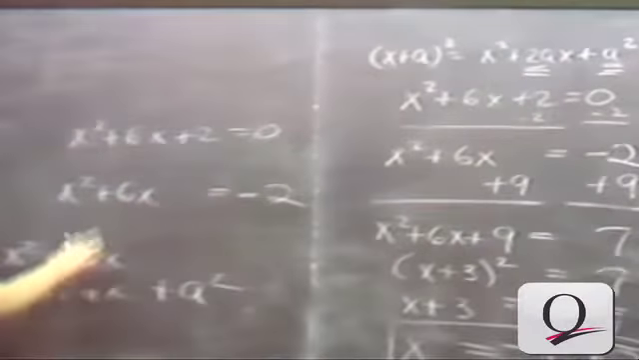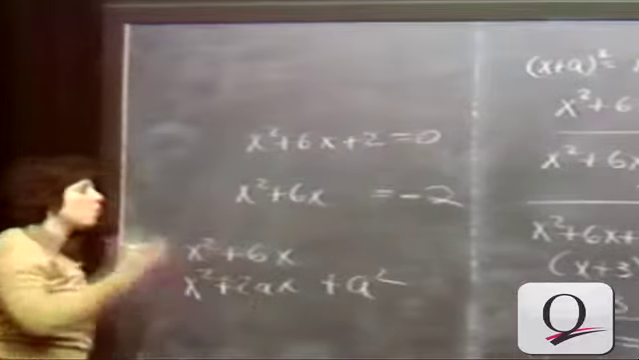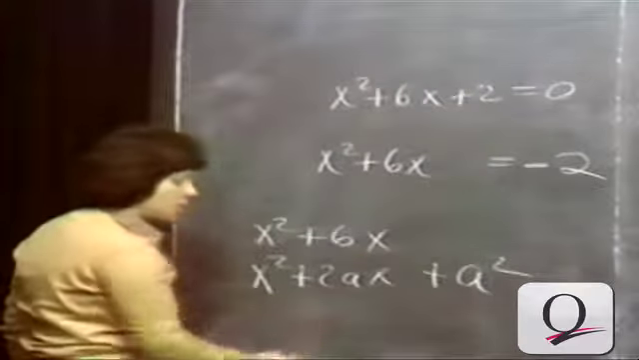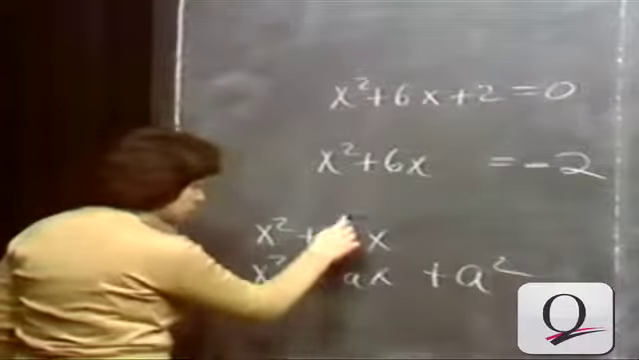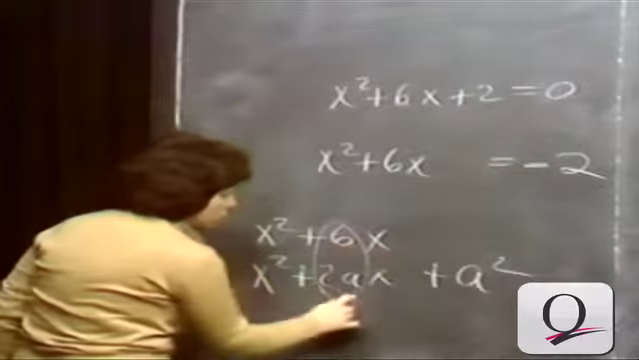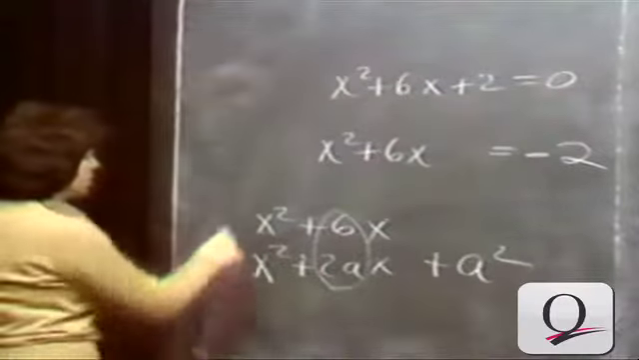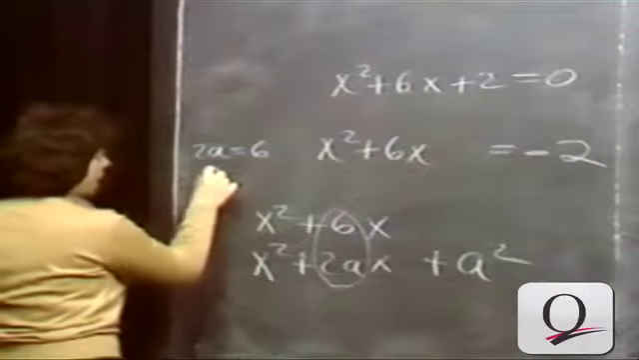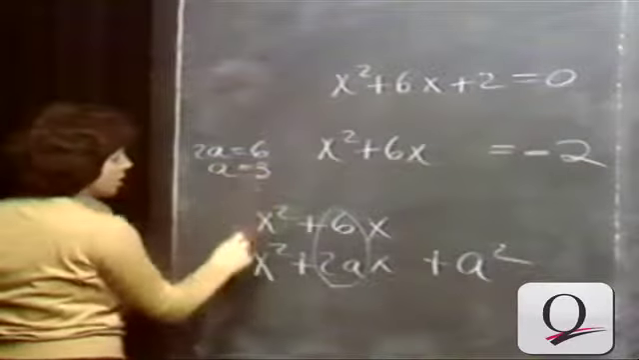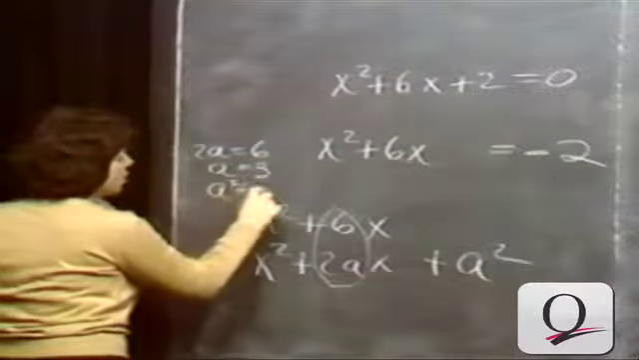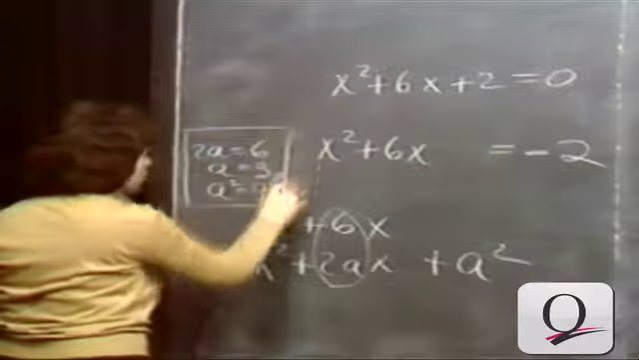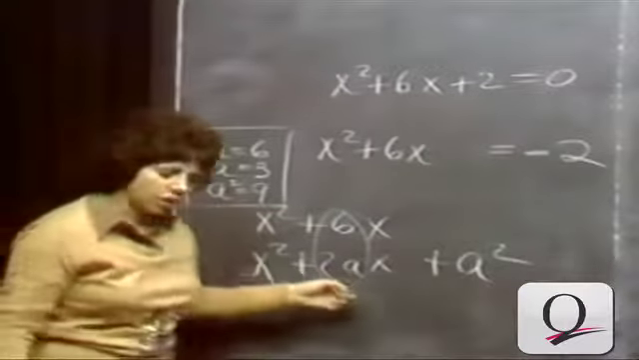What we've got here on the left-hand side is x squared plus 6x. We want the left-hand side to be a perfect square. It should look like this. Okay? So you can actually say, well, 2a has got to be equal to 6. From that, you can see a is 3. A squared is therefore 9. Okay, if it helps you to go through this kind of procedure, by all means do it.